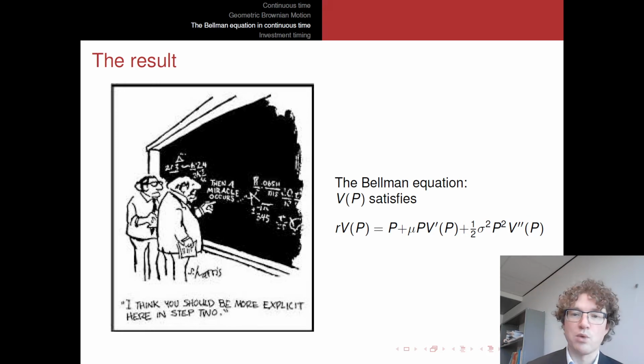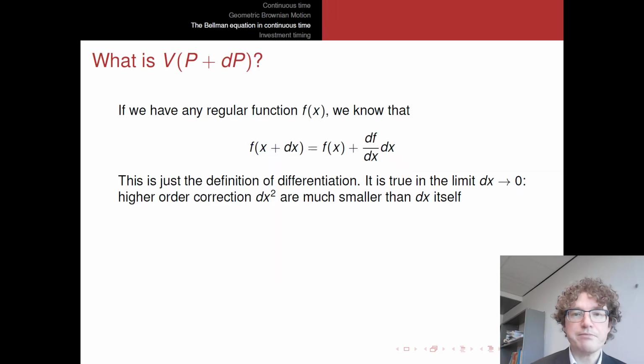So let's go into why, approximately why is this? How do we get from the discrete time Bellman equation to this continuous time differential equation? So what we need to remember here is we first have to figure out what is V, the value function evaluated not at P itself but at P plus dP.